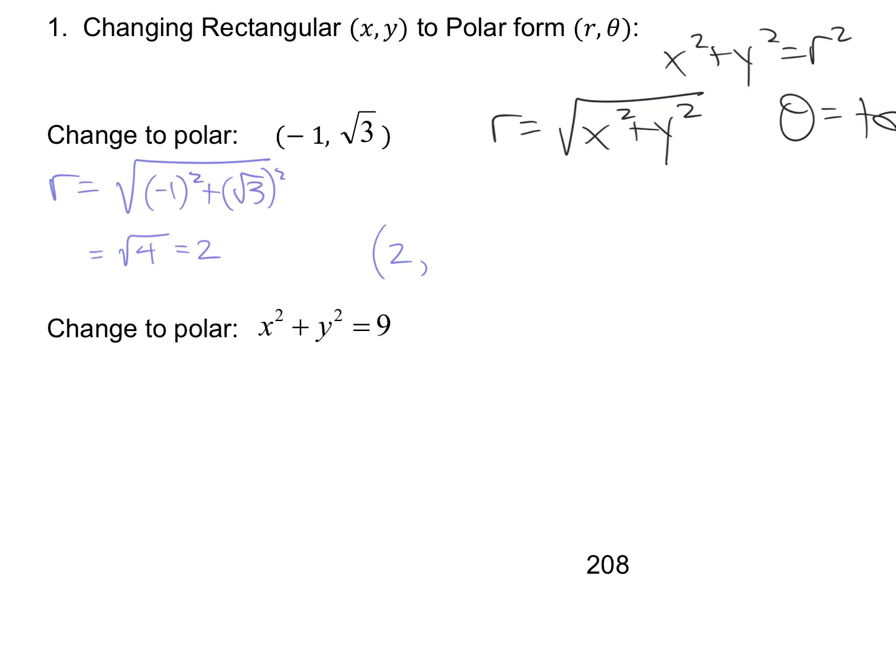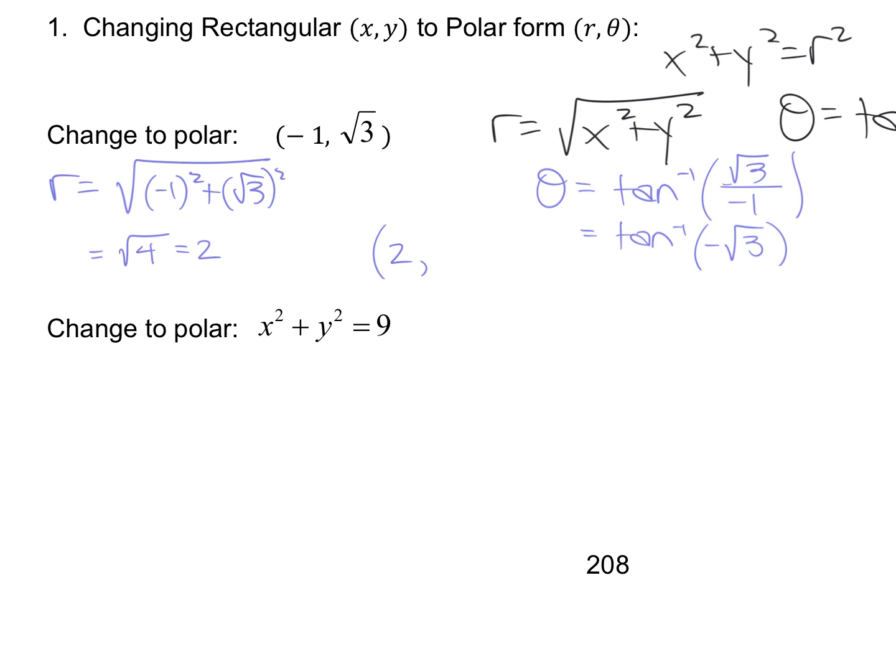So to find my theta, I do the inverse tangent of my y over my x. Since I'm dividing by -1, this is really asking me the question, where is my tangent equal to -√3? This is where our chart comes back into play. In the chart, the tangent is equal to √3 at what reference angle? Flip back a page. Pi over 3 is the reference angle.